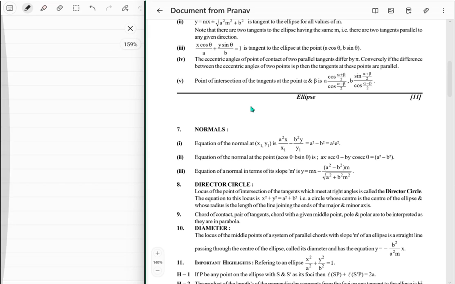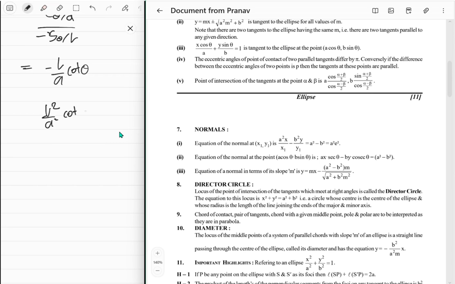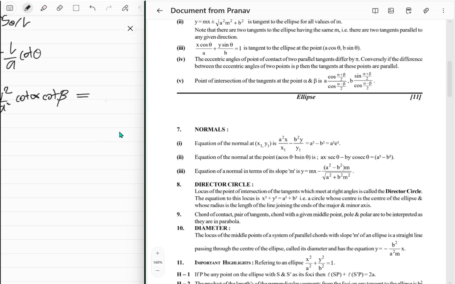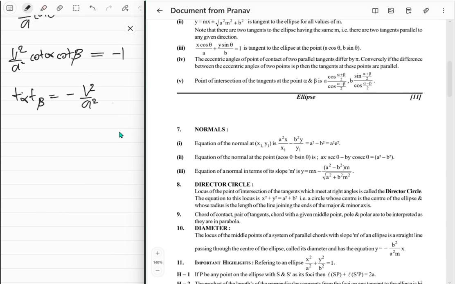All we have to do is have the tangents be perpendicular to each other. So we know what the tangents are like, and what the slope is. For a tangent, the slope in terms of eccentric angle is cosine theta upon a upon negative sine theta upon b, which is negative cot theta times b upon a. So if two tangents are perpendicular, what should happen? Just multiply these together. So b squared upon a squared cot alpha cot beta has to be equal to negative 1. That means tan alpha tan beta is equal to negative b squared upon a squared, of course.